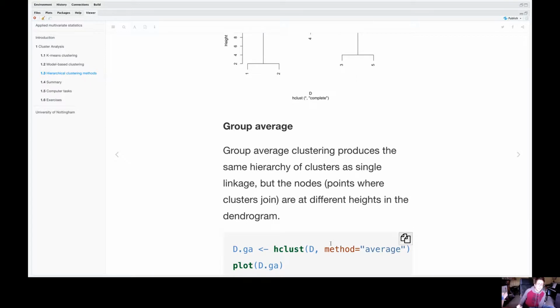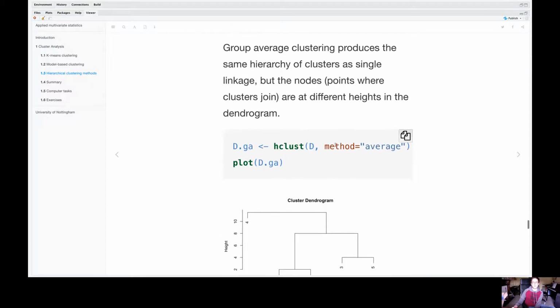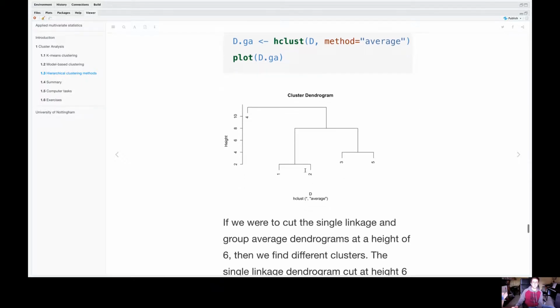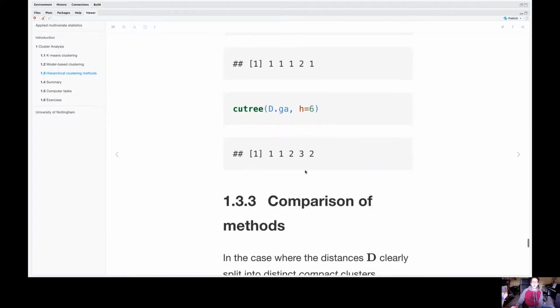And finally, we could go through the same thing with group average, but I'll just give you the result instead. All we have to do here is specify method equals average. Okay, if we do that, we get a tree that looks a lot like the single linkage tree, but note that the heights have changed here. So we are getting a different result.